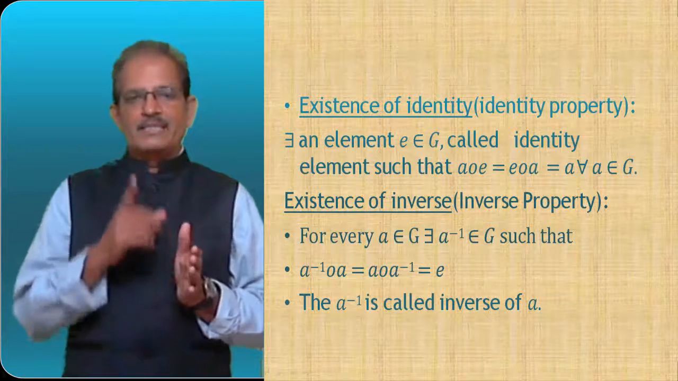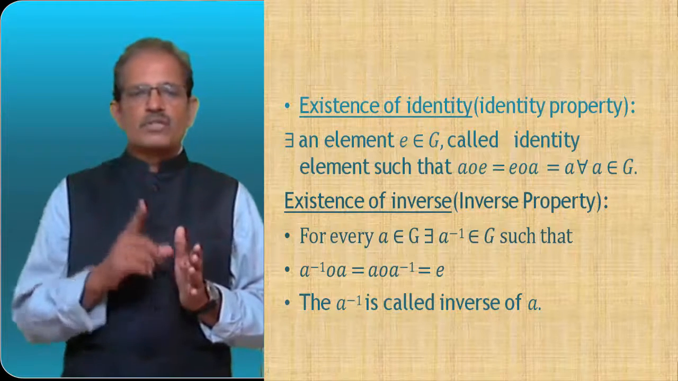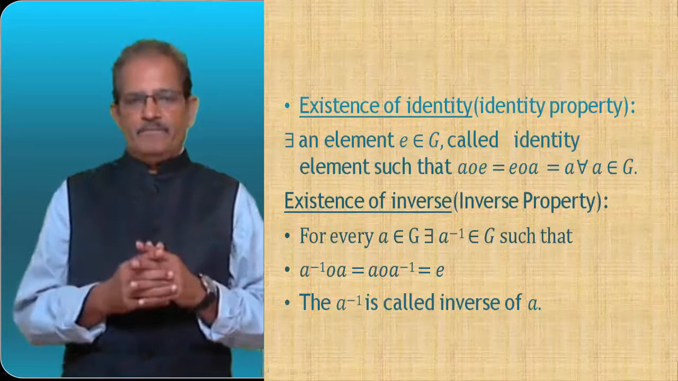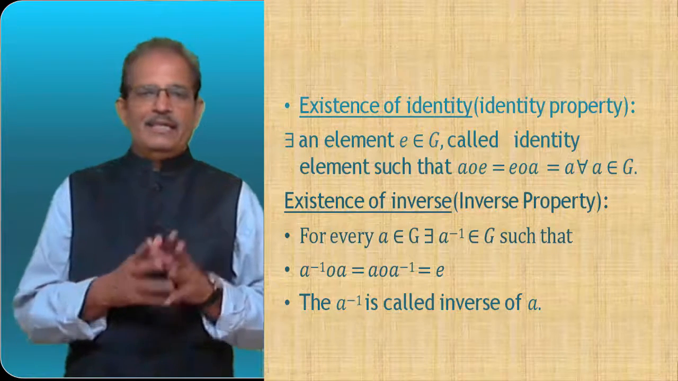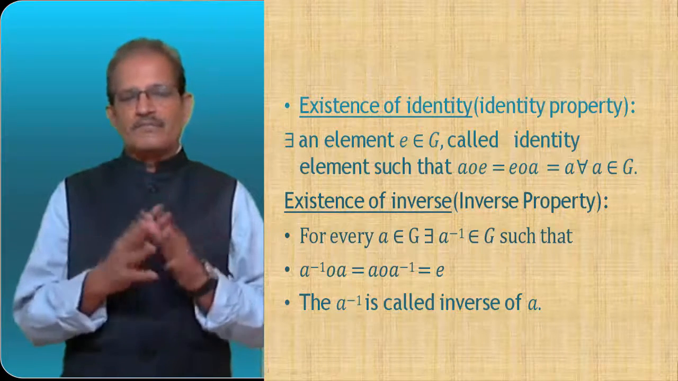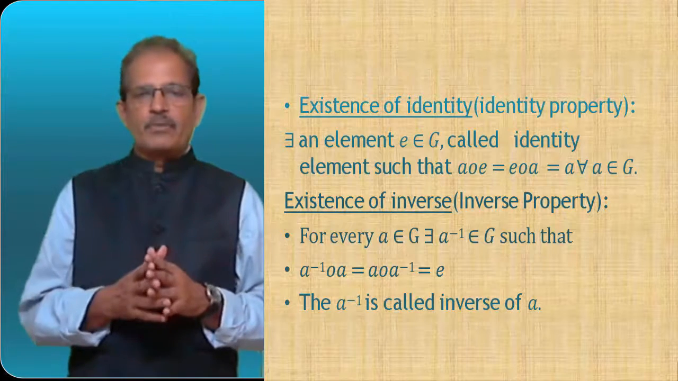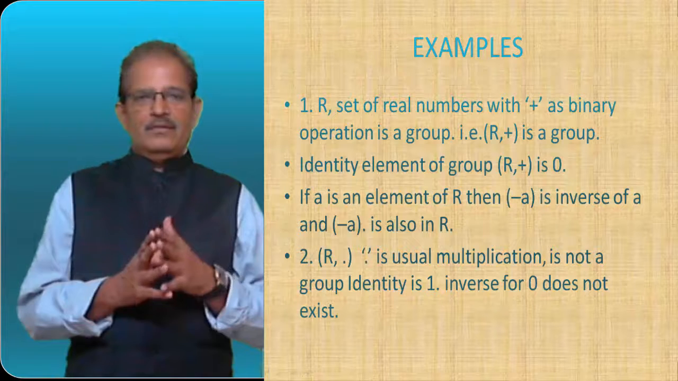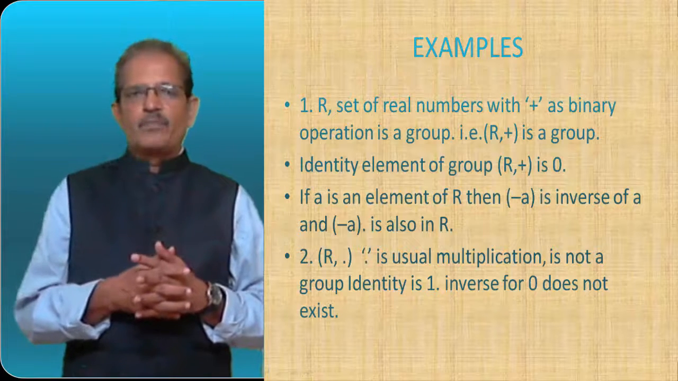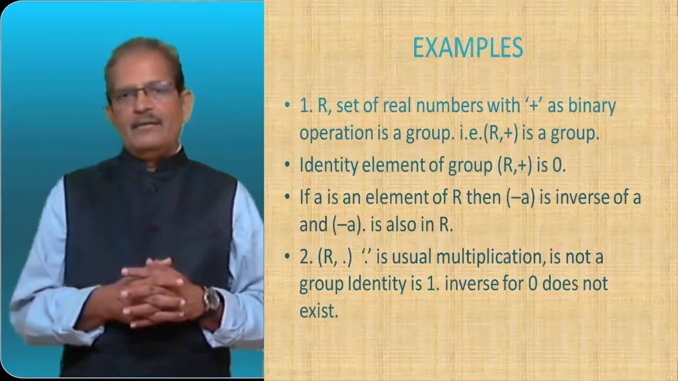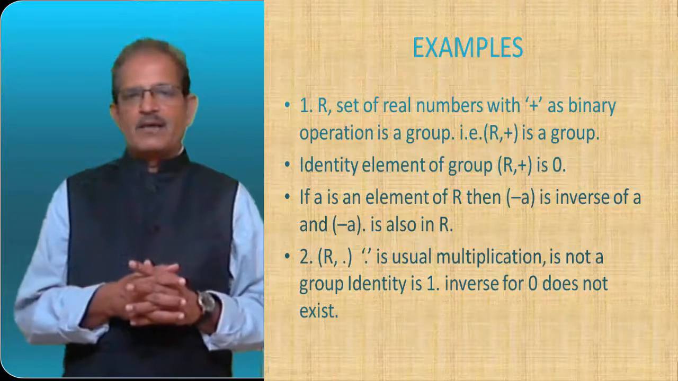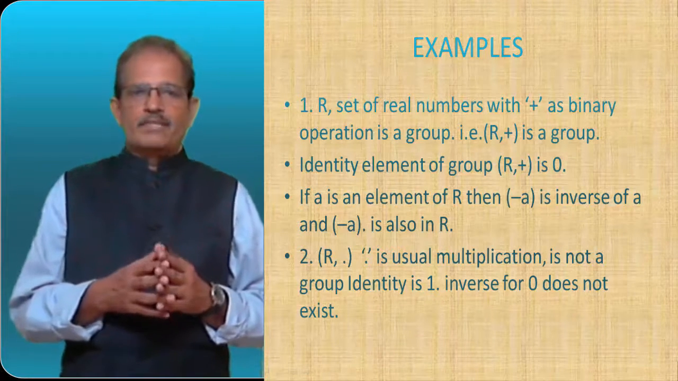Likewise, if there exists a inverse associated with a, we say inverse exists for a. If this is true for all elements of G, then inverse property is satisfied. So if all the elements of G satisfy the properties listed here, then we say G is a group with the given binary operation o. Now I take some examples.